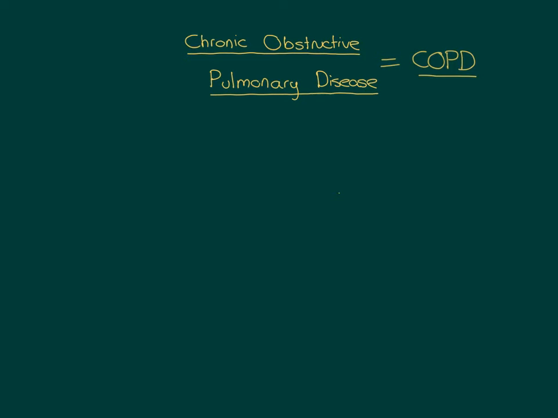Then we'll discuss the two major components of COPD, namely emphysema and chronic bronchitis, and we'll go through the pathogenesis of emphysema and chronic bronchitis. After that, we'll talk about acute exacerbations of COPD, which are one of the major things that people come into hospital with. And finally, we'll discuss the treatment for COPD.